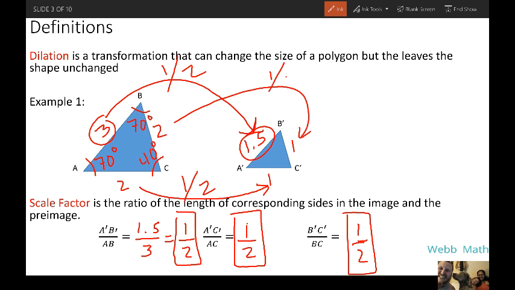So if that isn't happening, something's wrong. Remember, a scale factor is the ratio of the length of corresponding sides, all the sides, in the image and the pre-image.